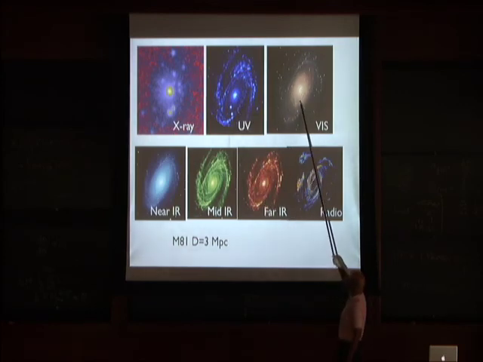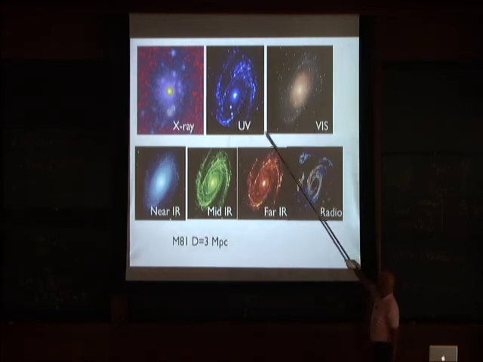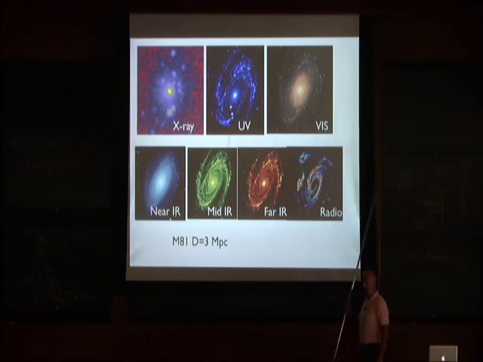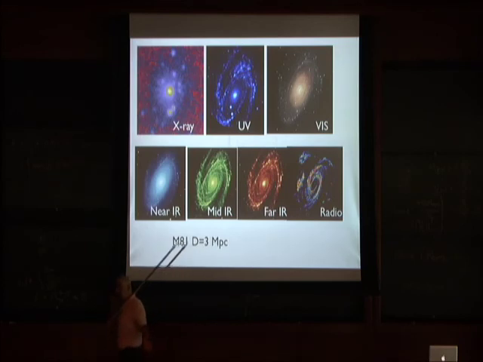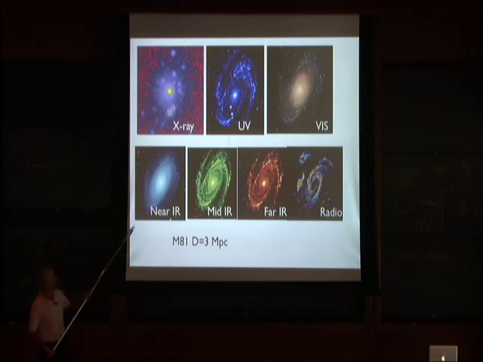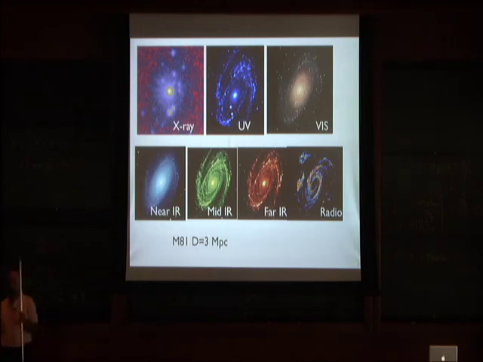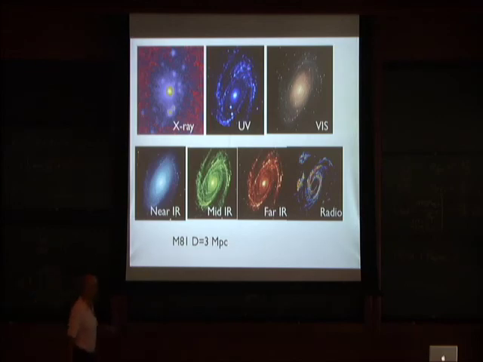As we move to the visible, the spiral arms become less apparent because we're seeing contributions not just from the most massive stars, but over a wider range of stellar masses and hence stellar ages. As we move to the near infrared, the starlight is dominated by the red giant stars. Those are stars that have evolved off the main sequence.